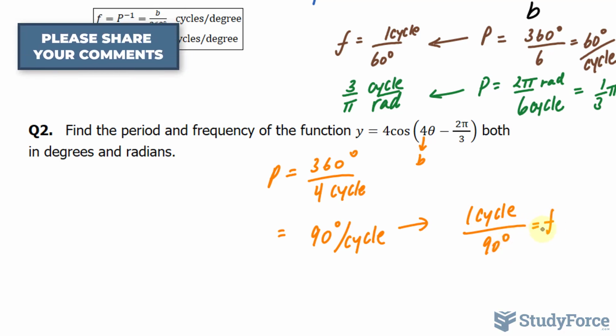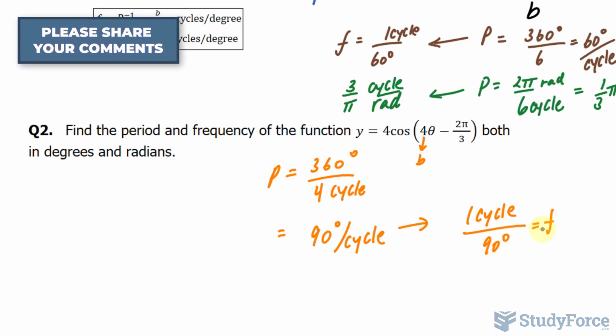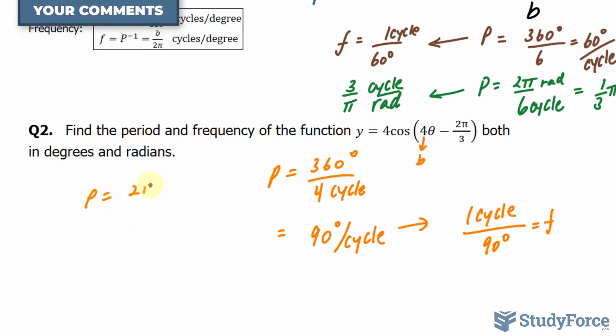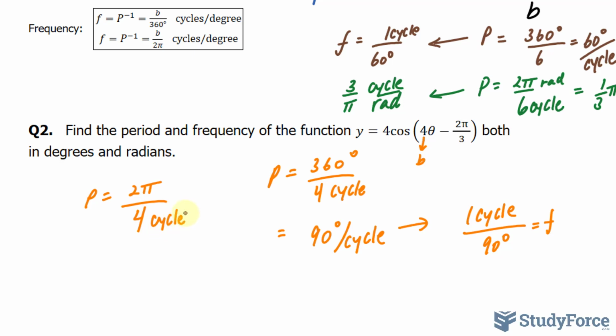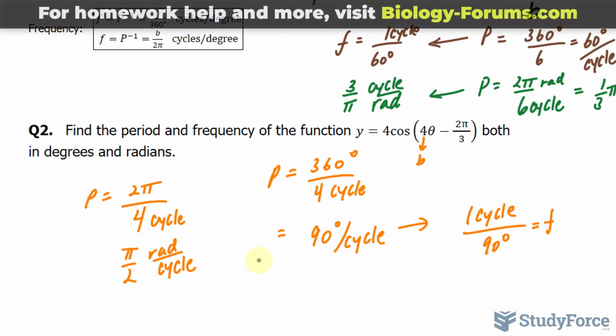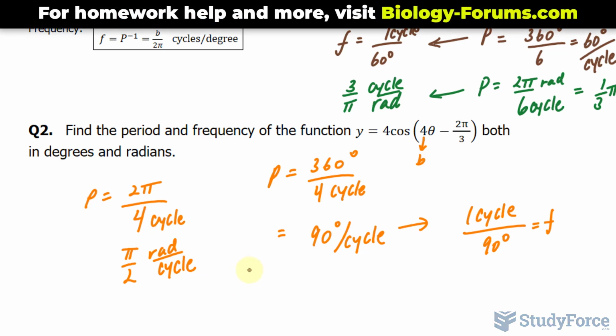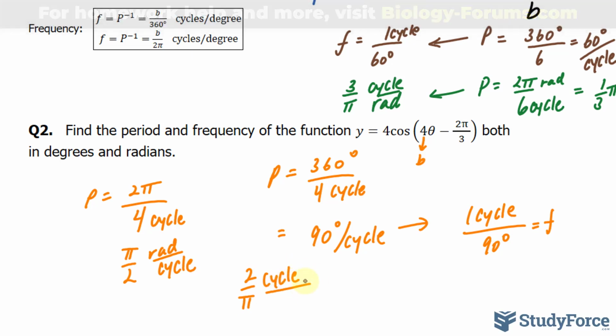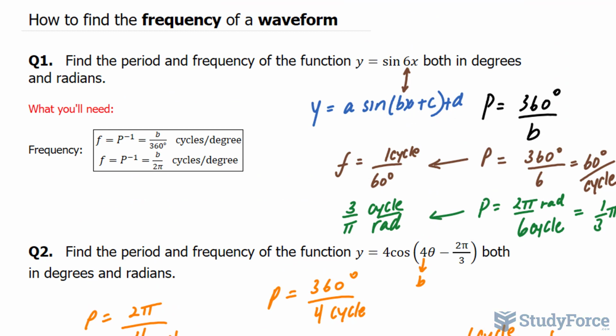This represents the frequency. In radians, we have 2 pi radians over 4 cycles, and that reduces down to pi over 2 radians per every 1 cycle, and the frequency will be the reciprocated version, 2 over pi cycles per radian. And there you have it. That is how to find the frequency of a waveform.